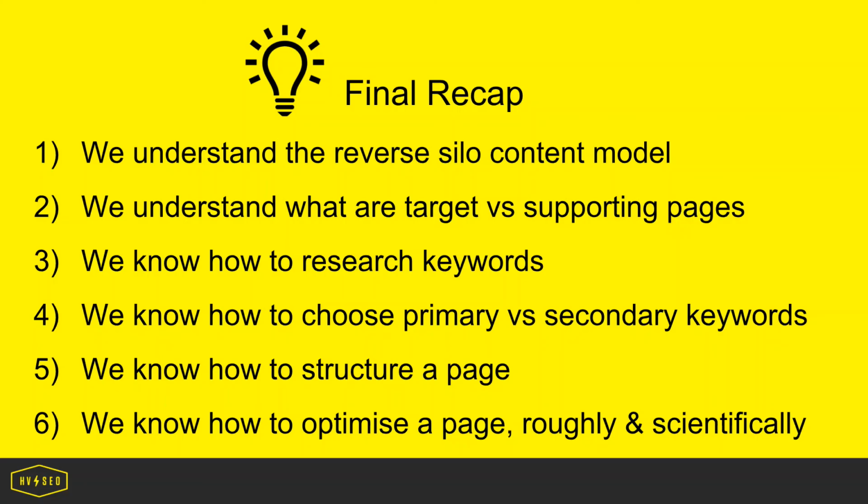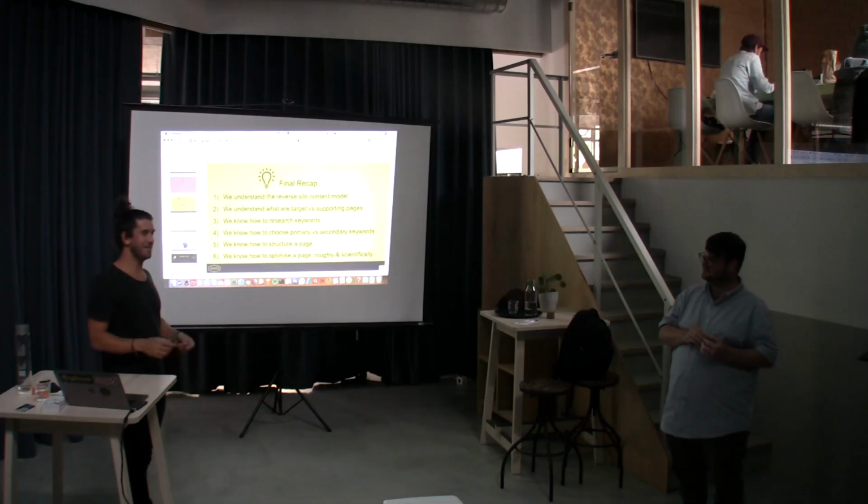All right, so final recap. The reverse silo content model: supporting articles linking to one another, linking into the target page, and vice versa. Target versus supporting pages. How to do keyword research, and then choose the primary versus the secondary keywords. How to structure the page outline on each of your pages, and how to then optimize the content, both in the rough and dirty way, as Carl put it, or in the scientific way.